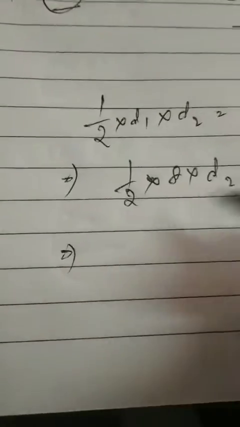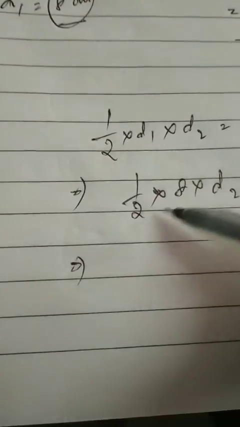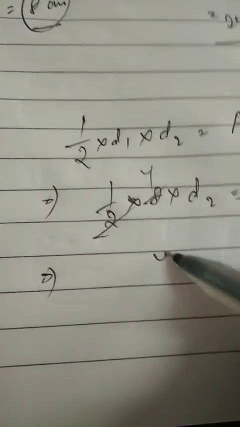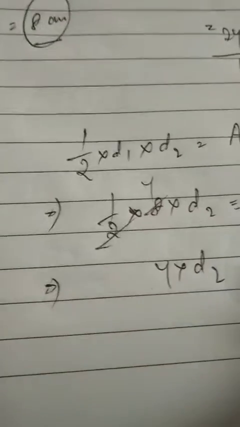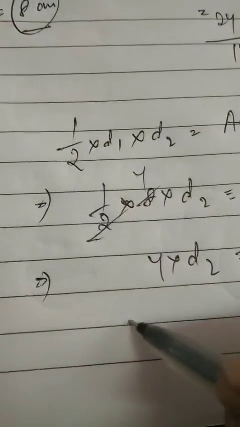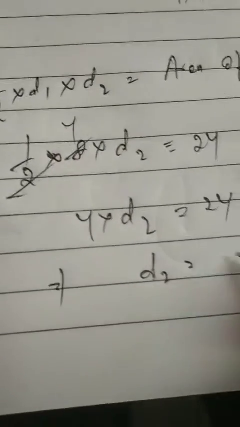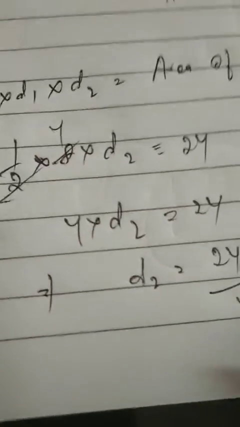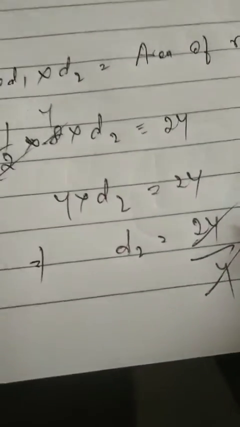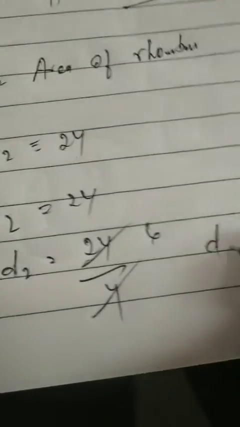So from here, if I cancel this 2 and 8, it will be 4. That's 4 into D2. 4 into D2 is equal to 24. So now D2 is equal to 24 by 4. I'll just cancel it out. 4 sixes are 24. So the measure of the diagonal is 6. I have already got the measure of one diagonal, that was 8 centimeter. Now the measure of the other diagonal is 6 centimeter. I believe it's clear to everyone.